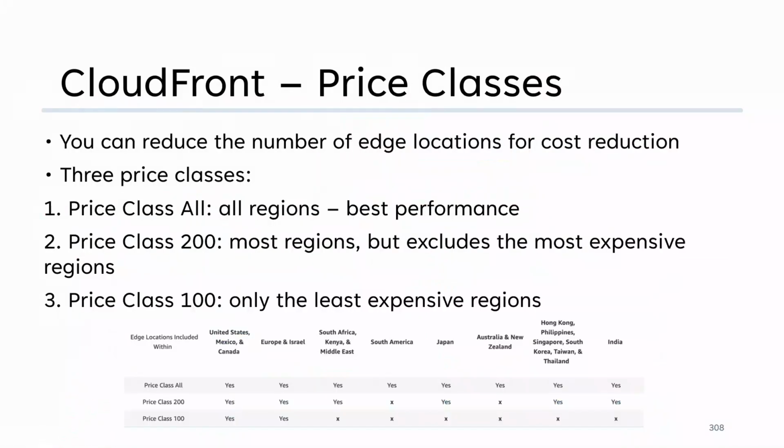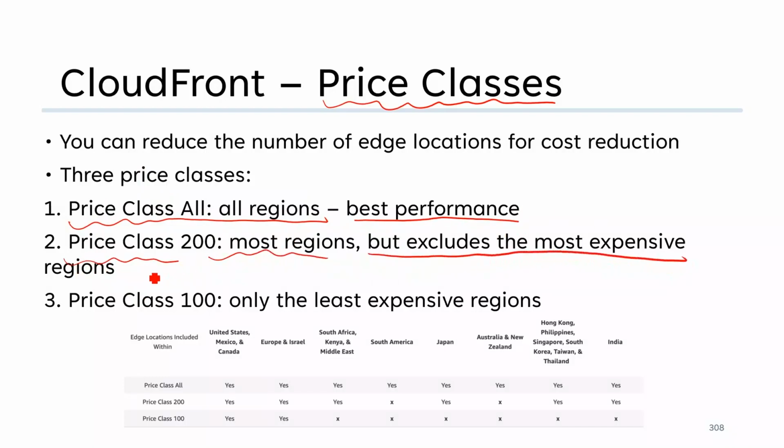Let us move forward. There are some price classes, so you can reduce the number of edge locations for cost reduction. Basically you can say, please cache my particular data in only these edge locations to reduce your expenses. There are three price classes. Price class all includes all the regions and has the best performance and the highest cost. Then there is price class 200. It includes the most regions but excludes the most expensive regions. And then we have price class 100.